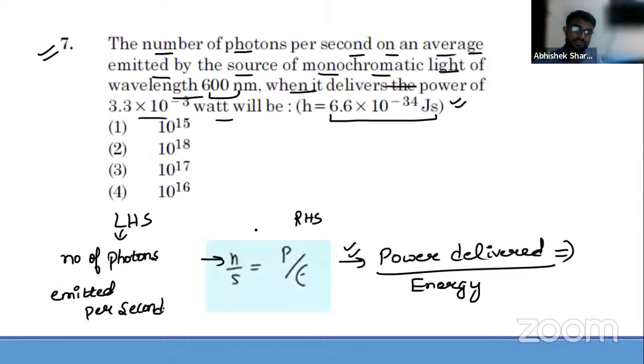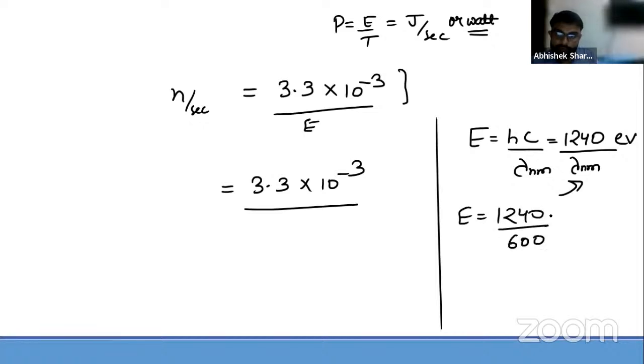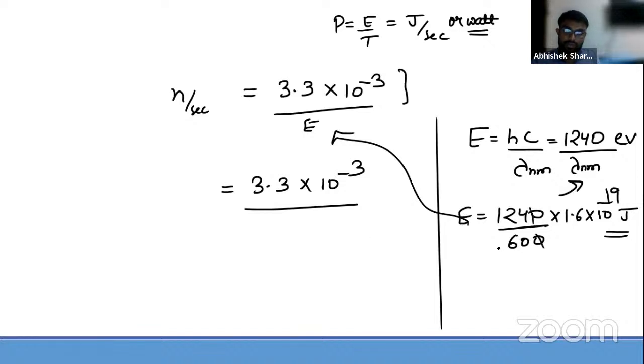Energy is how much? It is 600. Sorry, you use the formula first of all. Here energy comes out to be 1240 upon 600 into 1.6 into 10 to the power minus 19 joules. Okay, we'll put this value here. No need of this first. Let us directly solve it. So 124 into 1.6 into 10 to the power minus 19 joules. So this will come out to be 60. Fine.